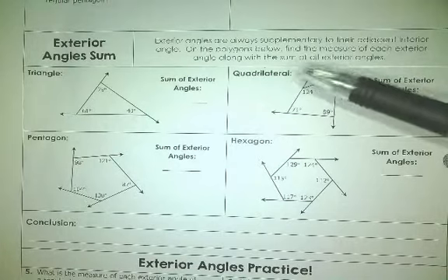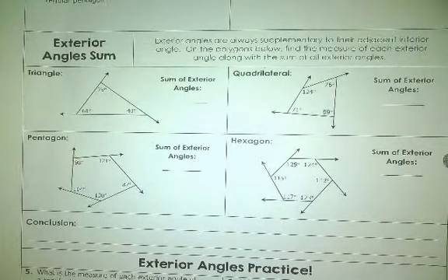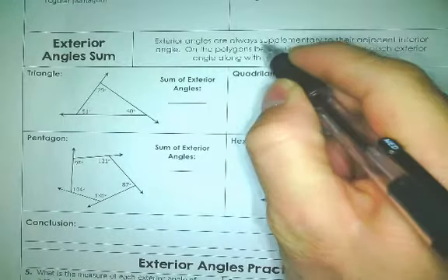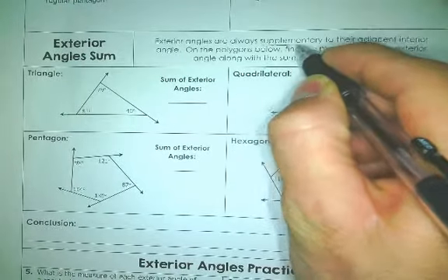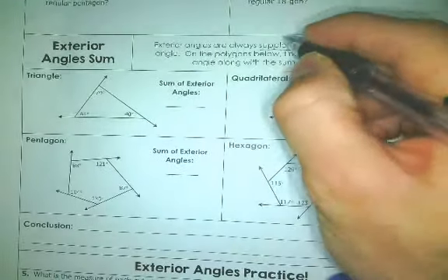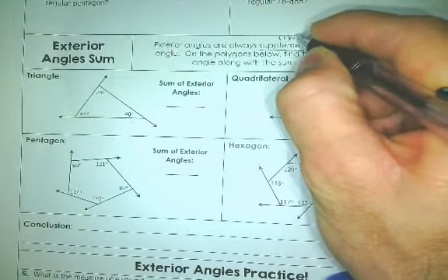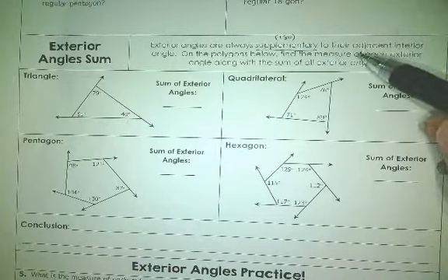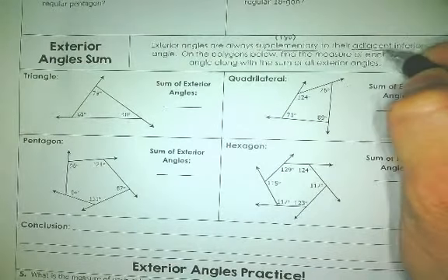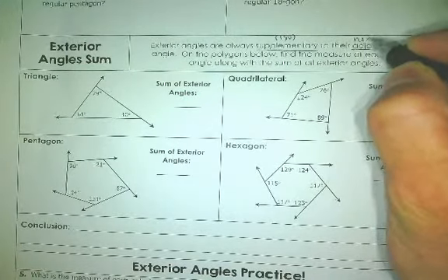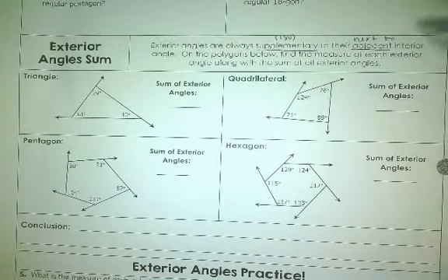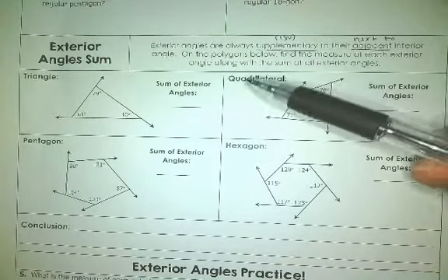Okay, I'm going to read the definition first. It says exterior angles are always supplementary to their adjacent interior angle. Supplementary, let me remind you, is 180 degrees. Adjacent just means next to. So adjacent, next to; supplementary, 180 degrees.